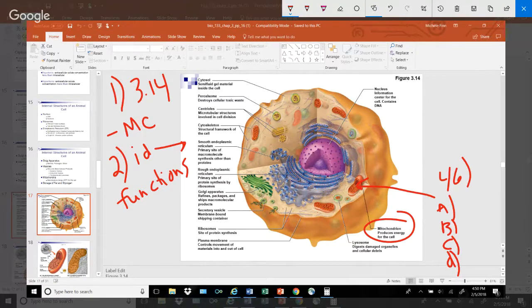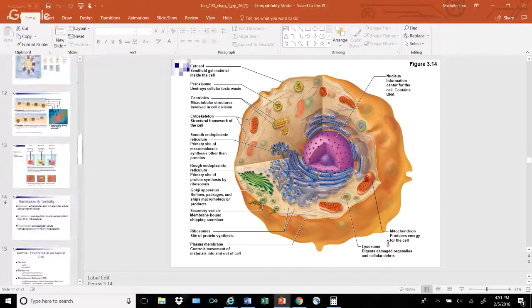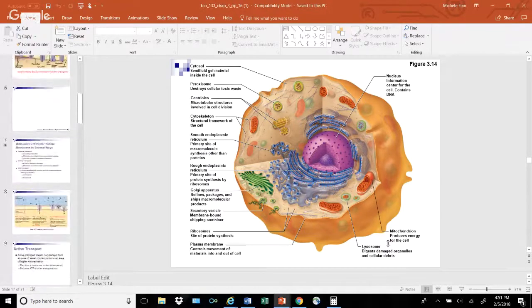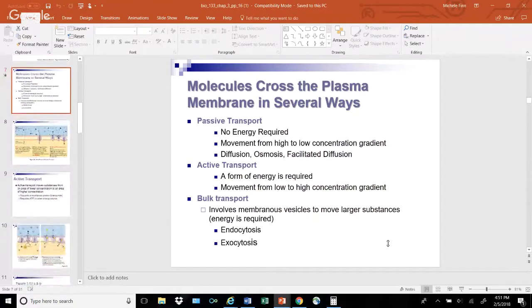I'm going to show you a quick video so that you're able to see that. And I think it'll help. And then we went through and did a little activity in class in terms of trying to differentiate between passive and active transport, as well as what bulk transport is. And I have a little video kind of review of that also that I'm going to show you.